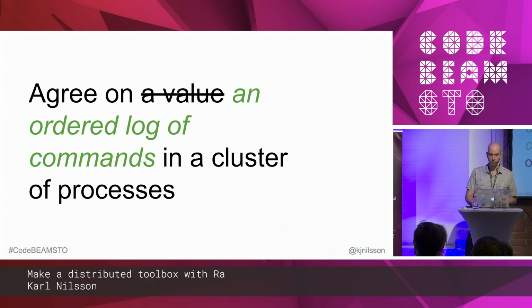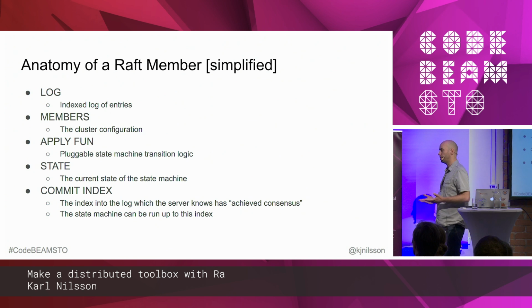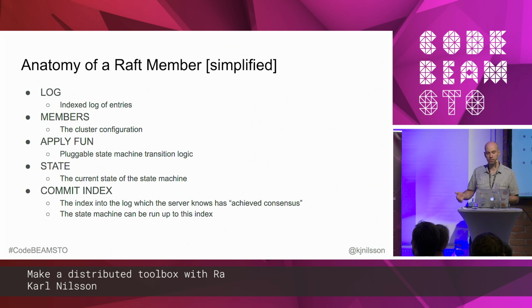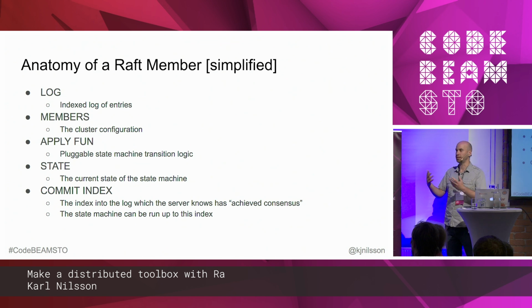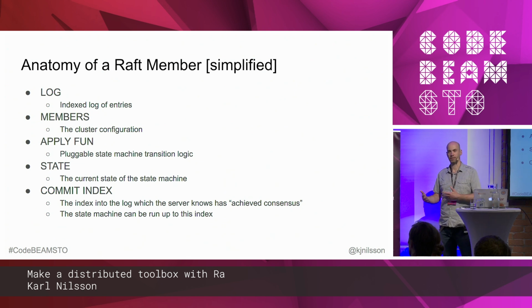So in Ra, each member of a cluster is a process, and it has some kind of anatomy in terms of what's in the process, or what it has logically got access to. So it's got a log. This is a log that we agree on. It's an indexed log of entries. It's on disk. It's got a configuration, so it knows about the other members in the cluster, so it knows who to talk to, which is very useful. It's got some kind of pluggable apply fun, the state machine transition logic. This is what we're going to do today.